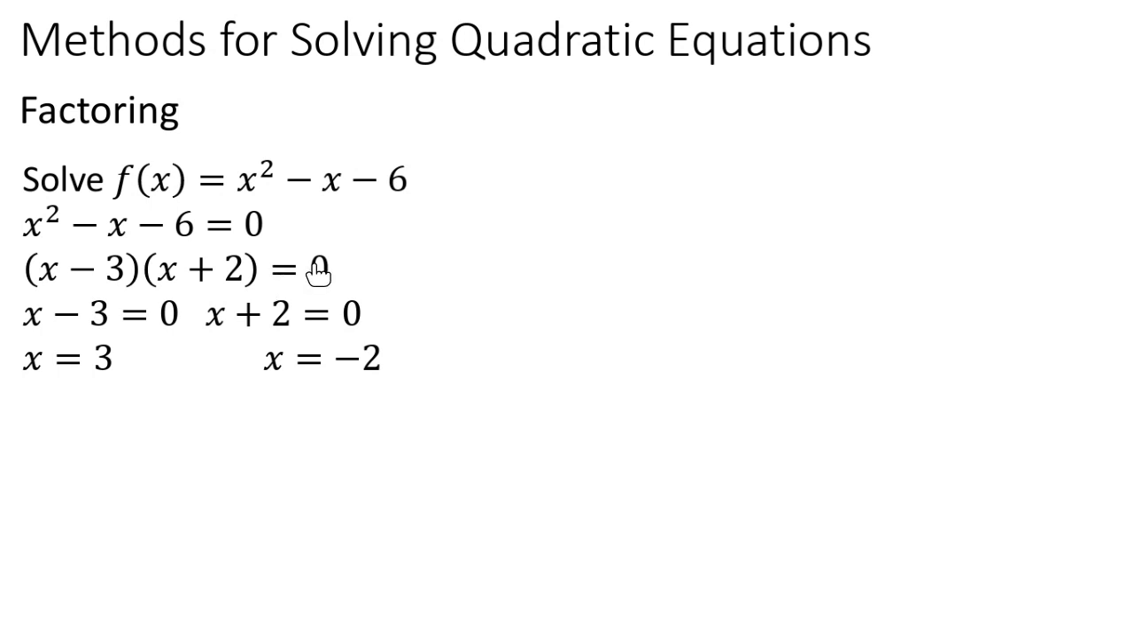And then I just use my zero product property: when I multiply two numbers together, either this one is 0, this one is 0, or both of them are 0. So to find the x-intercepts, set them equal to 0. x minus 3 is equal to 0, and x plus 2 is equal to 0. When I solve for x, x is equal to 3 and x is equal to -2. And these are my x-intercepts for this quadratic equation.